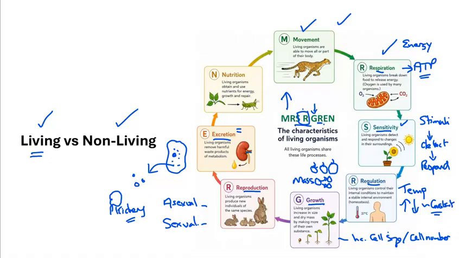And finally, the N of Mrs. GREN. This stands for nutrition. Nutrition is when organisms have one of two strategies. We have what are called autotrophs. Auto means self, autotrophs. And that would be an example of photosynthesis, which plants do. They make their own molecules.